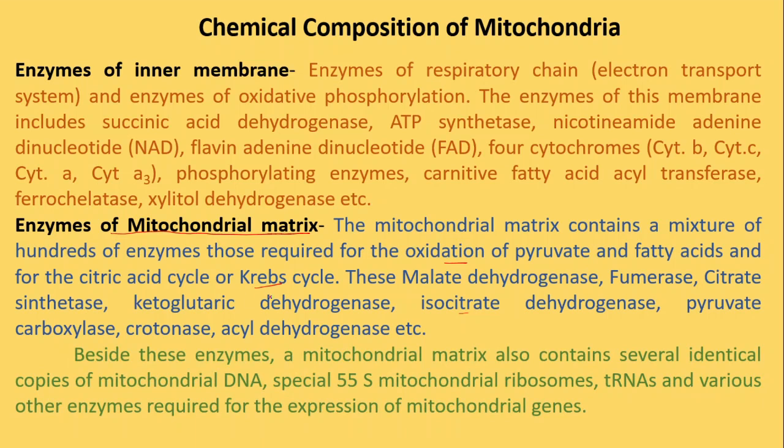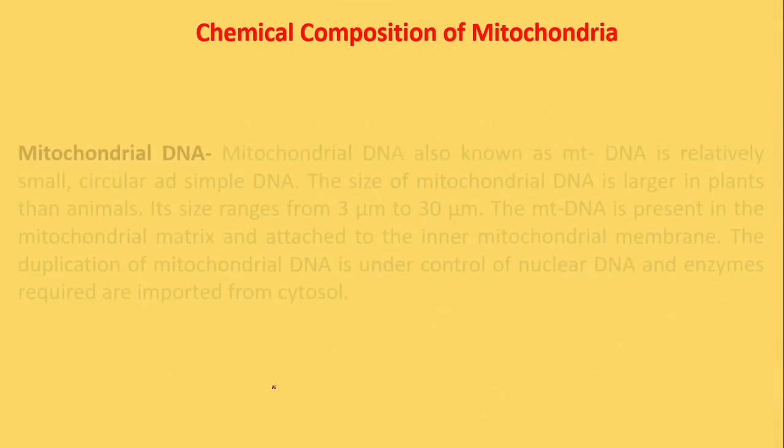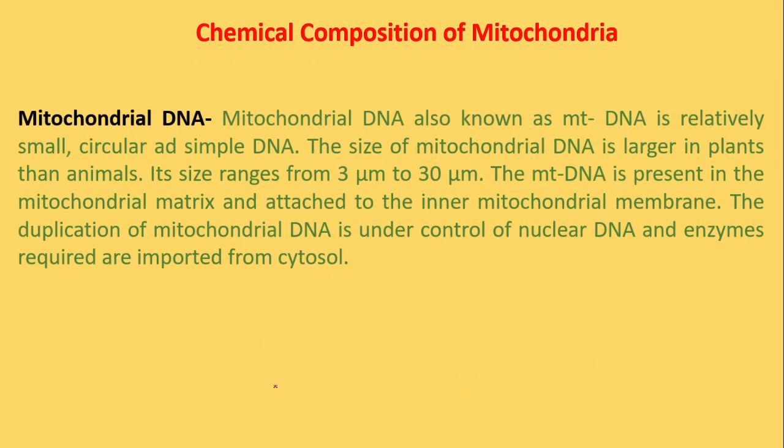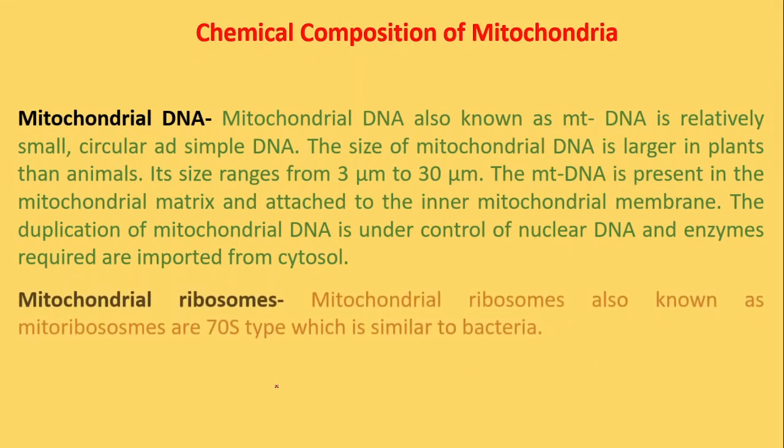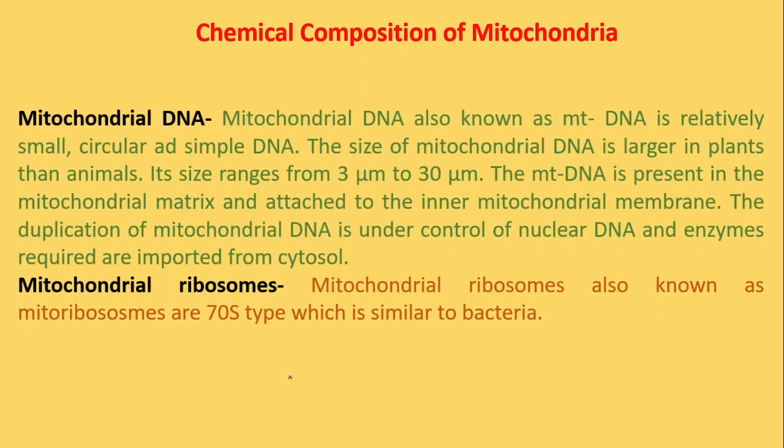Now, besides these enzymes, the mitochondrial matrix also contains several identical copies of mitochondrial DNA, a special type of 55S mitochondrial ribosomes, tRNAs, and various other enzymes required for the expression of mitochondrial genes. Now, in short, we will see what mitochondrial DNA is, and after that we will see what mitochondrial ribosomes are. So, mitochondrial DNA, also known as mtDNA, is relatively small, circular and simple DNA. As compared to nuclear DNA, it is small, simple and circular.